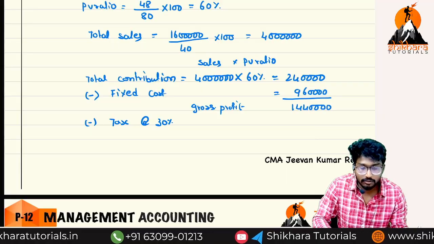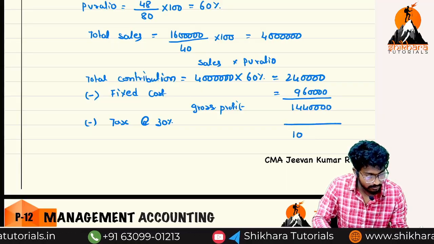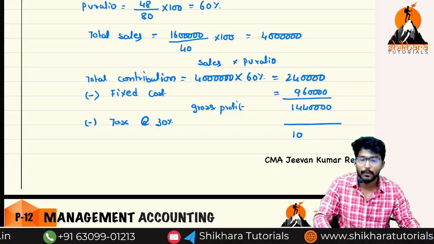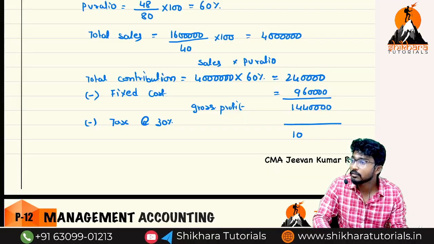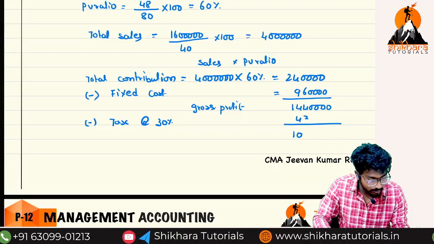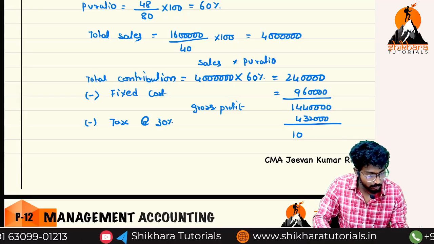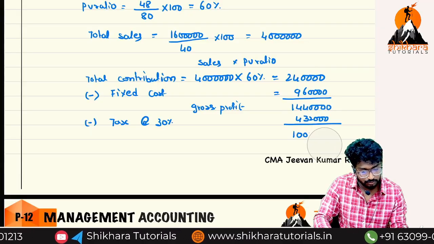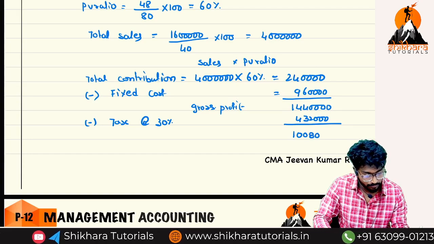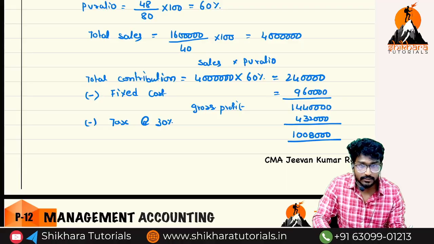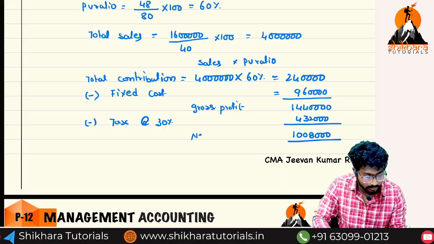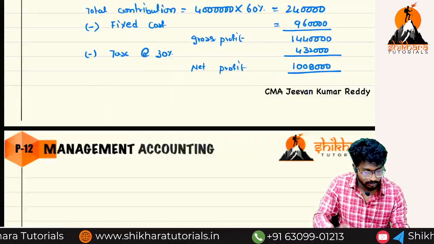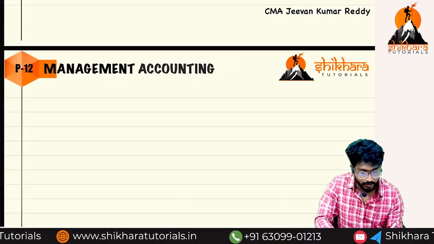How much is it? 10 lakhs. 14,40,000 into 30%, 4 lakhs, 4,32,000. That comes to 10,08,000. This is net profit. Am I right?